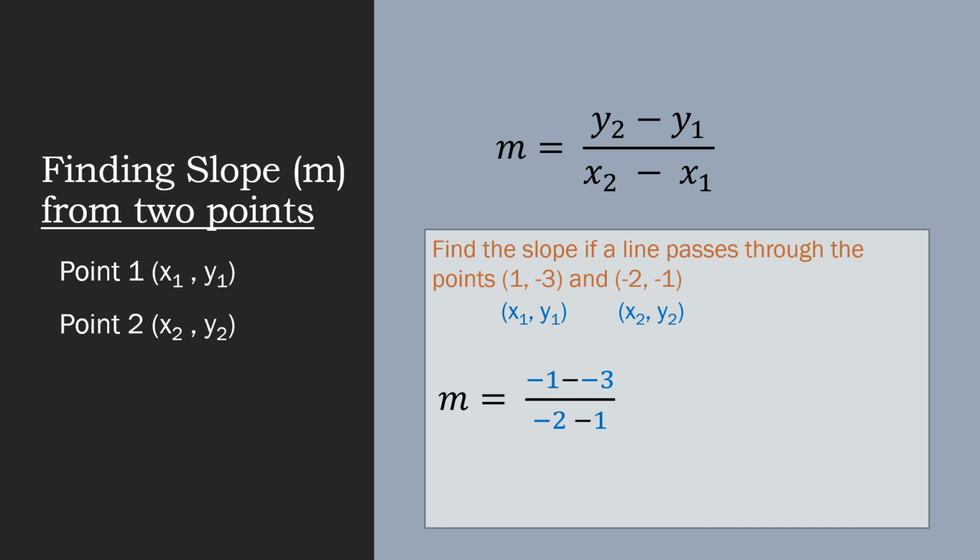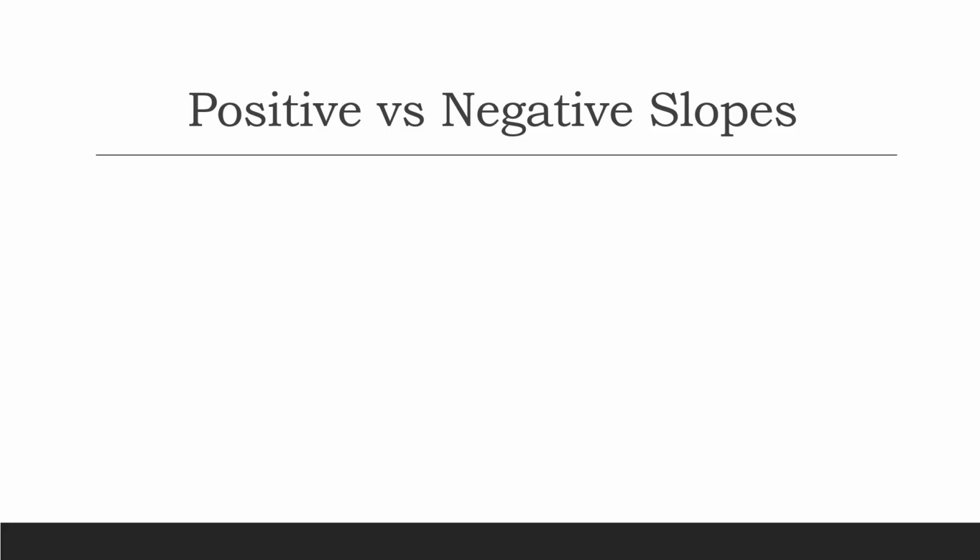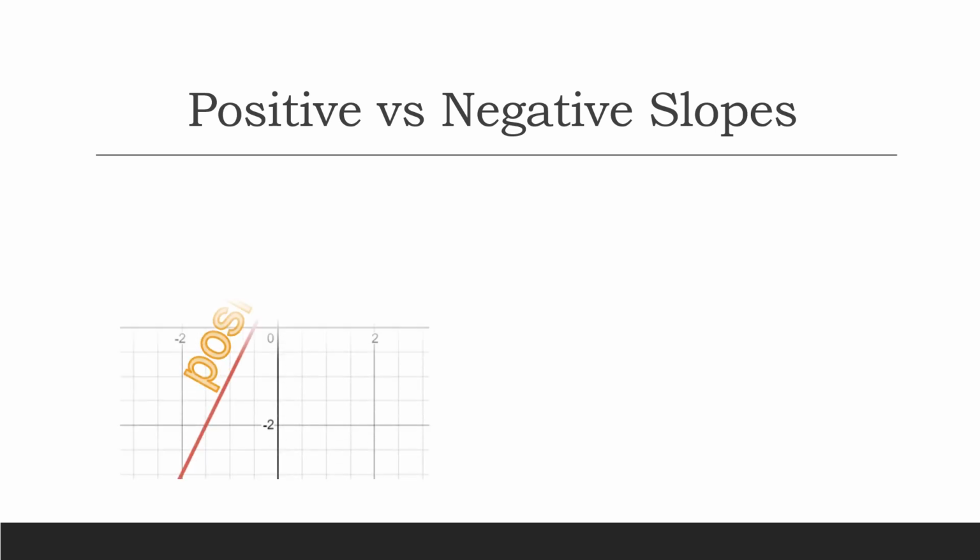All right, so let's make that a little easier to look at because I don't like to see -1 minus -3. That's really a -1 plus a 3. And we're still over a -2 minus a 1. -1 plus a 3 is a 2. And a -2 minus a 1 is a -3. It doesn't really matter where you put the negative sign, so I'm just going to put it in front of the whole fraction. That means our slope here is a -2/3.